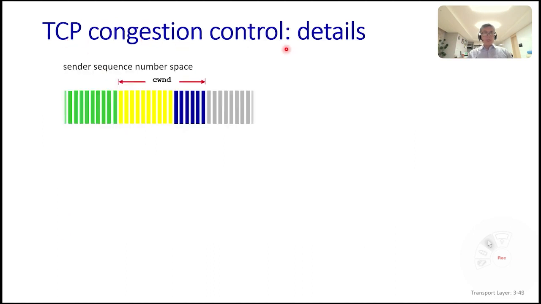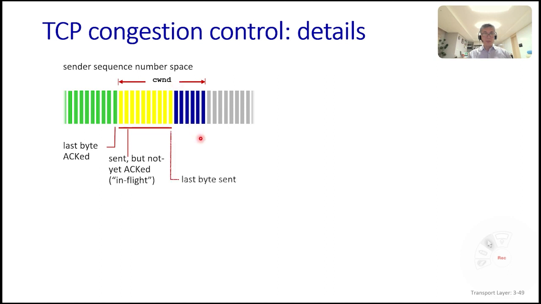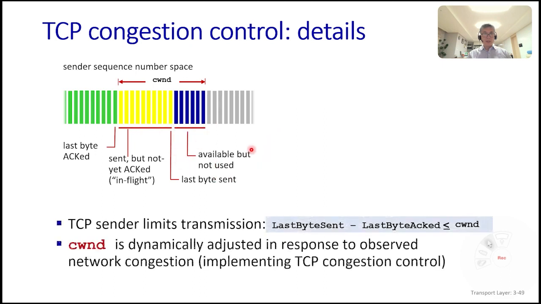The TCP congestion control, this is the TCP sliding window. The green one is the last byte; this one is already acknowledged. On the right hand side, this is the last byte acknowledged, and the yellow one is the congestion window size. We can transmit this one. The yellow means packets sent but not yet acknowledged. This one is available for the future application data payload. So this is last byte sent, available but not used. This gray one is not available yet.